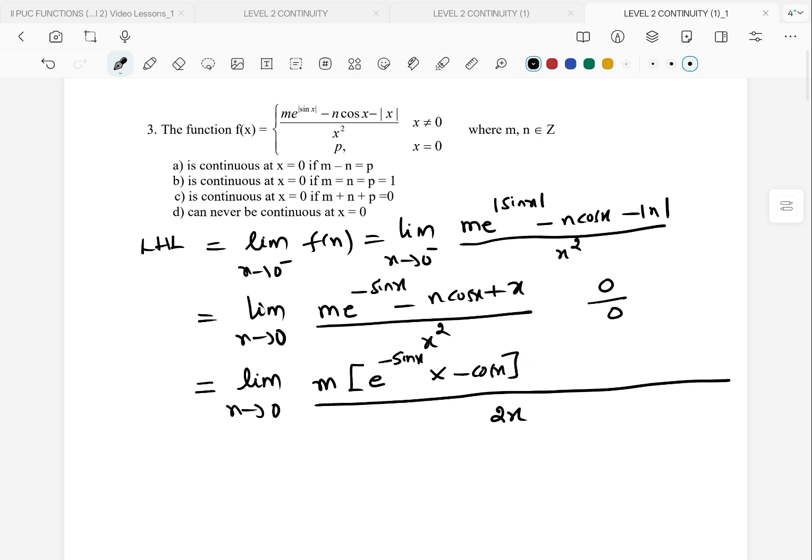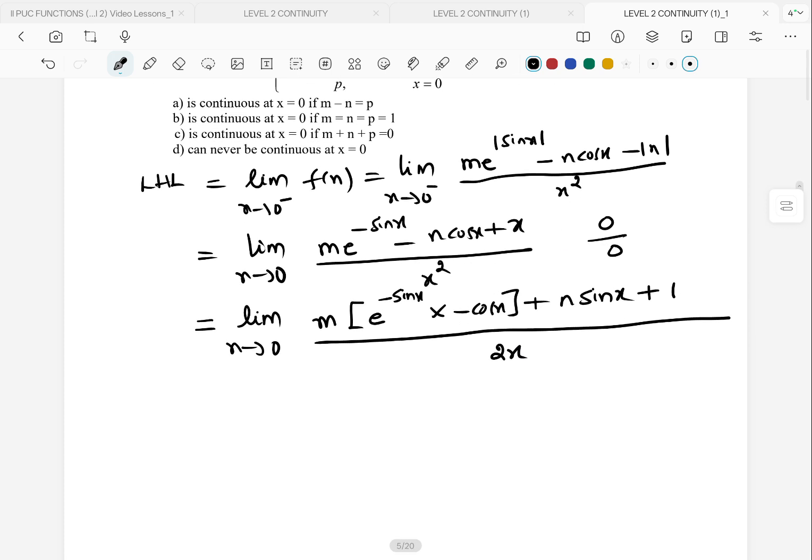Then the derivative of cos x is minus sin x, so plus n sin x plus 1. Now let's apply the limit as x tends to 0 and see. Still the denominator is 0, which means it cannot be a finite limit. So to get a finite limit, let's differentiate it once again.